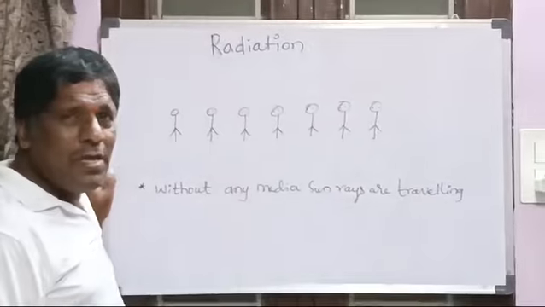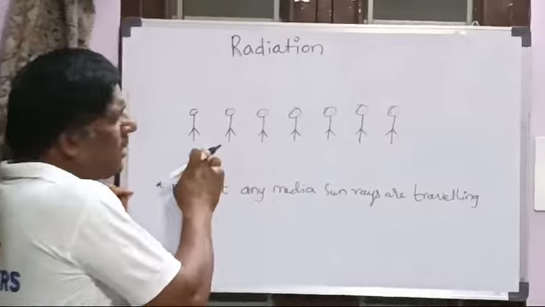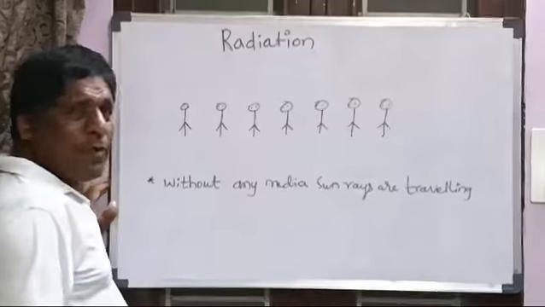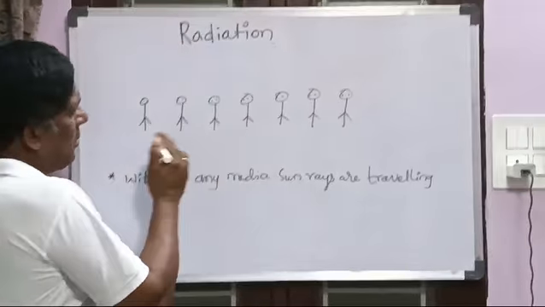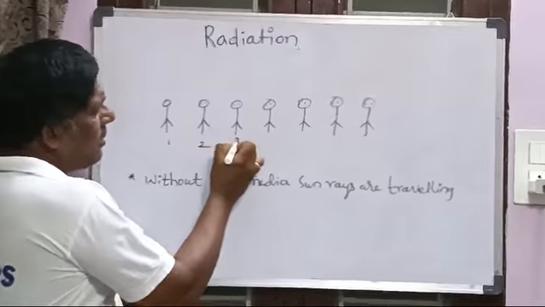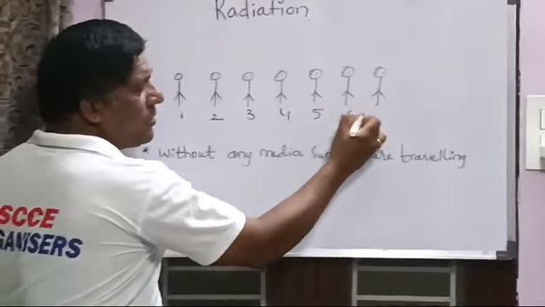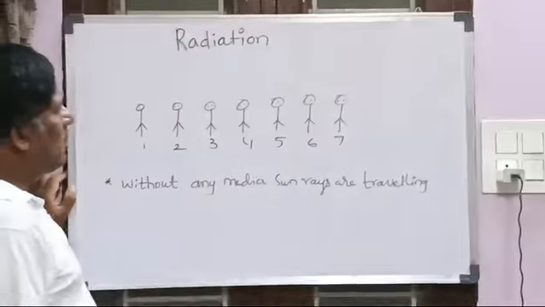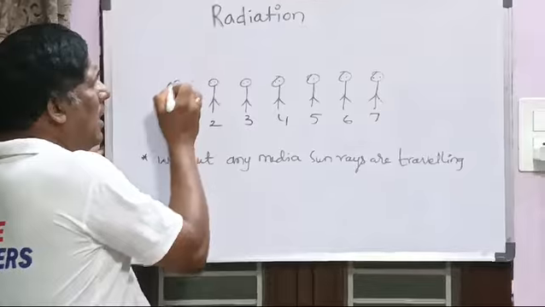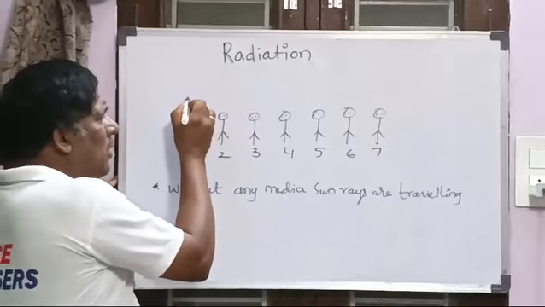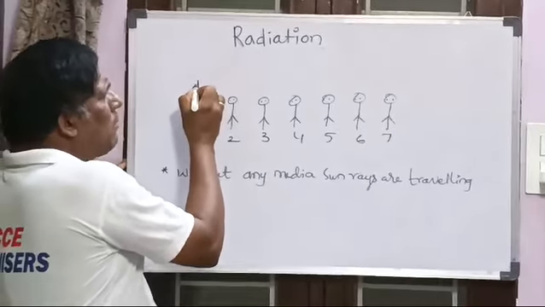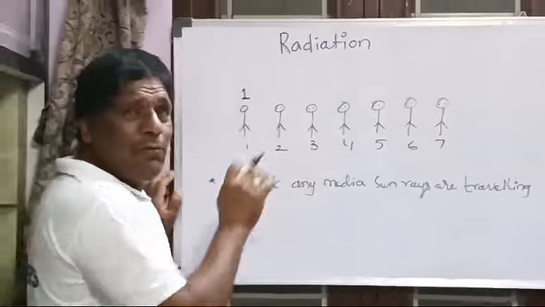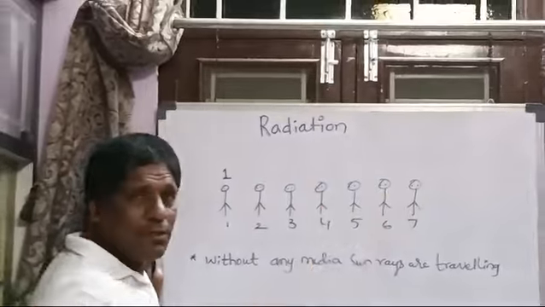So here I am explaining radiation with a good example. In a simple example, suppose in a classroom, a number of students are sitting on the bench. First student, second student, third student, fourth, fifth, sixth, and so on. Suppose I gave a piece of chalk to the first student, and I instruct him to pass this to the last person.